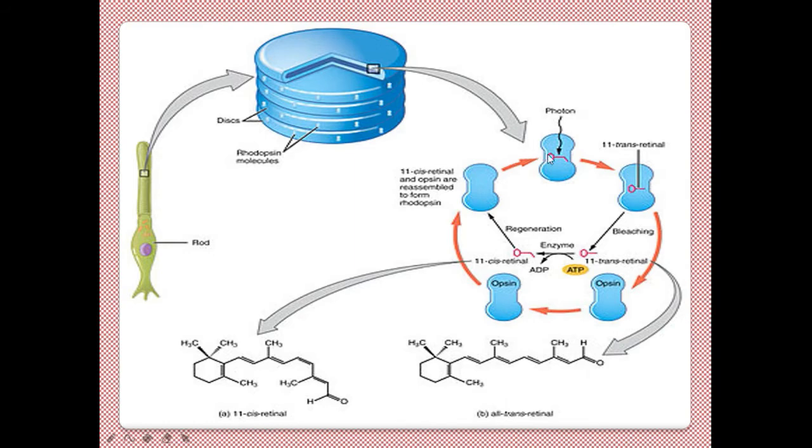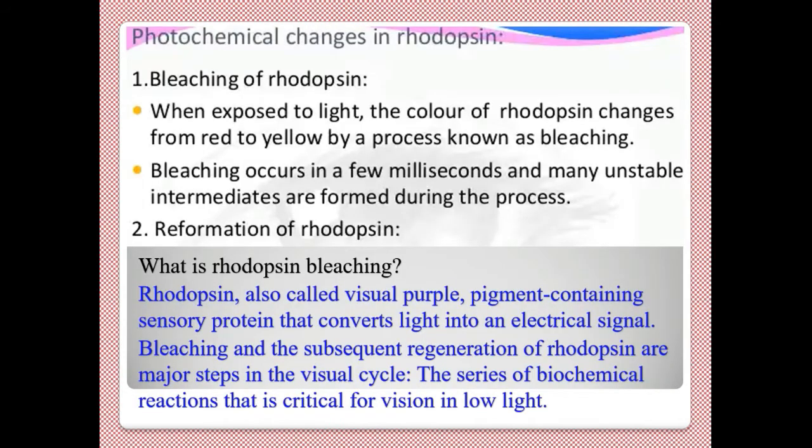Again, when another photon of light energy falls on it, it is split into 11-trans retinal and opsin, and the process is repeated. So rhodopsin is bleached, regenerated, bleached, regenerated, going on in a cyclic pathway. These are the photochemical changes which happen in rhodopsin, as I explained in the previous diagram.